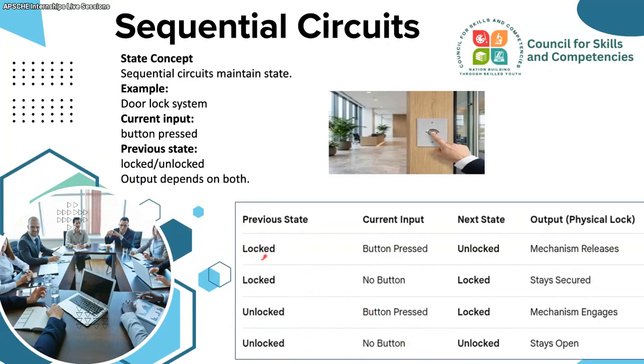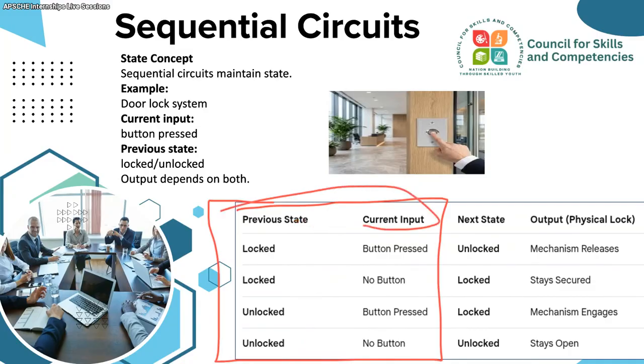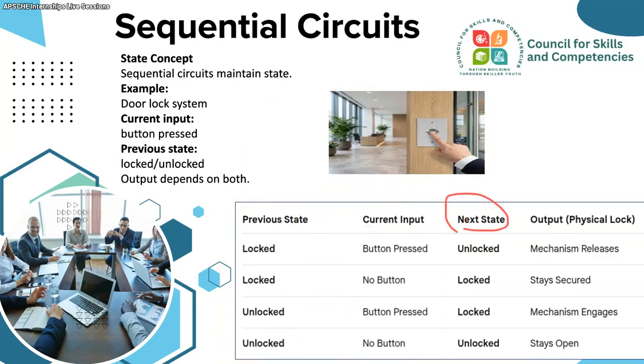So we are trying to understand the state. This is what will happen in the real case scenario. Hope you guys are able to understand this: the current input and the previous state, because with these two only the output is going to change. What is that output? That is the next state.